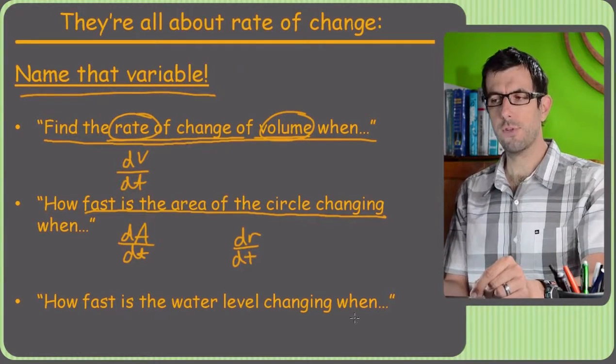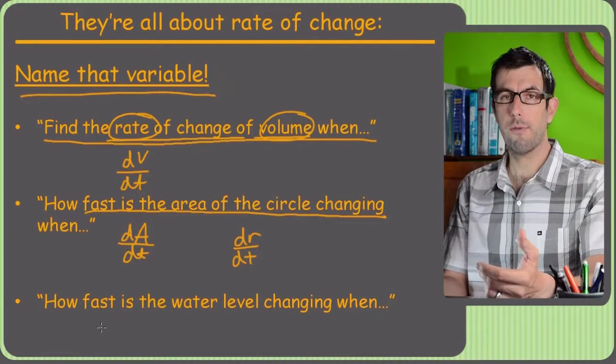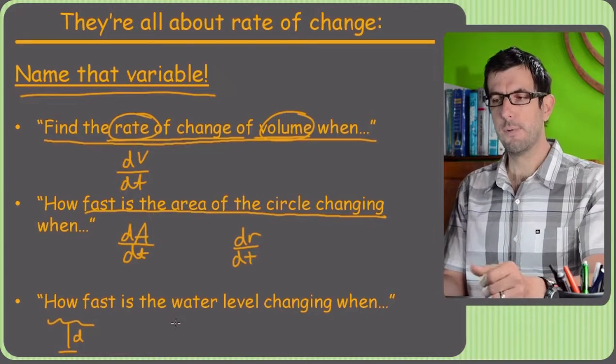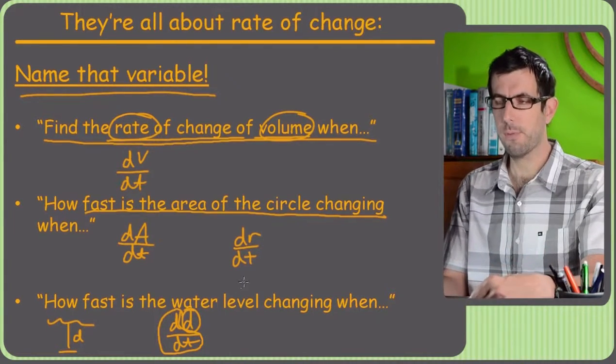How fast is the water level changing? Well, I don't know. We'd have to give the water level a name, like, I don't know, d for depth. So then we're looking at dd dt, which looks silly, but of course, you know, this part's always the same, so just whatever letter you put here must be the variable in the problem.